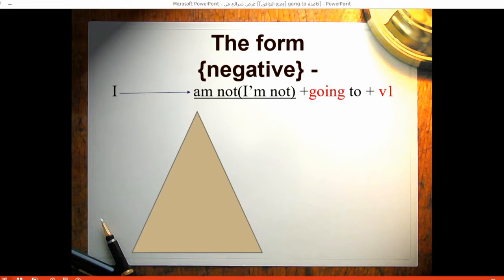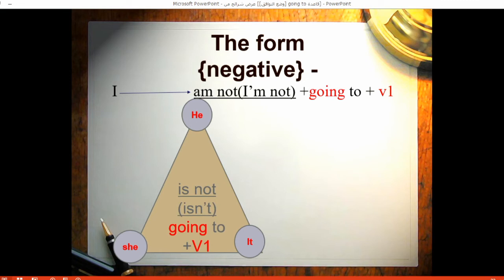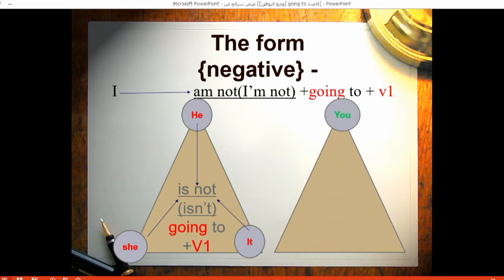The same idea as the affirmative, but I speak about the negative here. He, she, it is not, isn't going to. He isn't going to play. She isn't going to play. It isn't going to play. Okay, the same idea here.